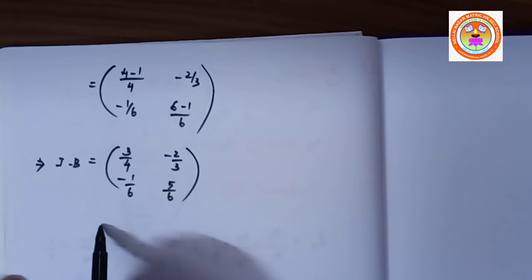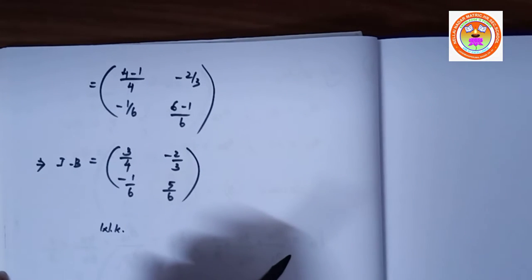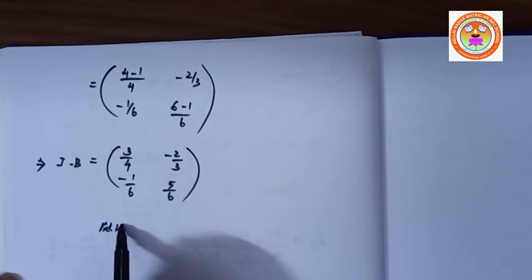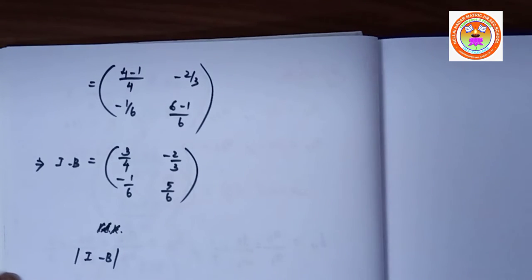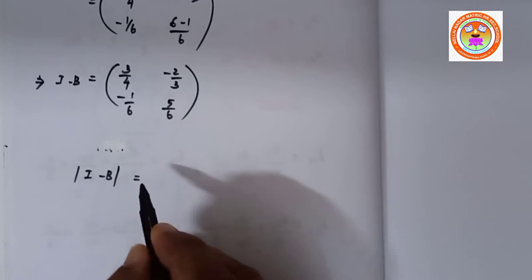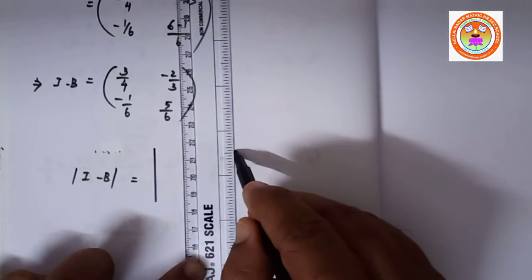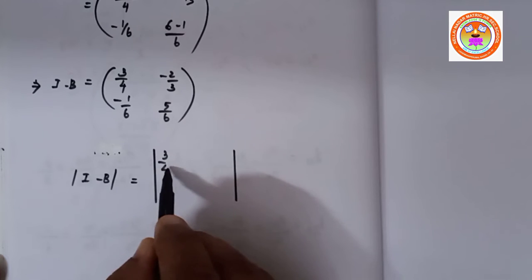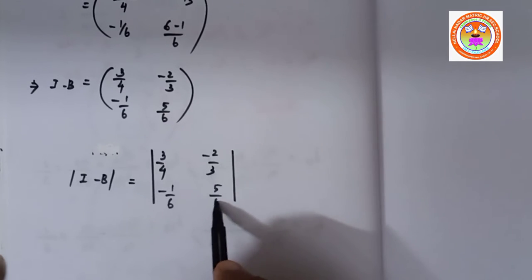I minus B inverse, we know that before finding that I minus B inverse, we have to verify the system has the solution. What to do for that? You have to find the determinant of I minus B. Determinant of I minus B is equal to, write the elements inside the two vertical lines. They are 3 by 4, minus 2 by 3, minus 1 by 6 and 5 by 6.